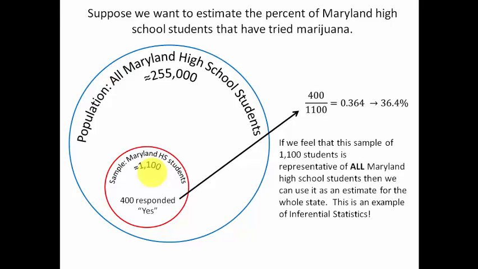We take something from a smaller group that is very similar to the larger group, and we try to use it to generalize out to the larger group, which in this case is our population. So our overall statement would be approximately 36.4% of all Maryland high school students have tried marijuana.